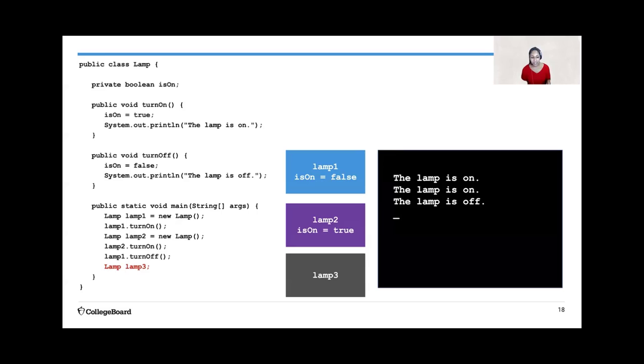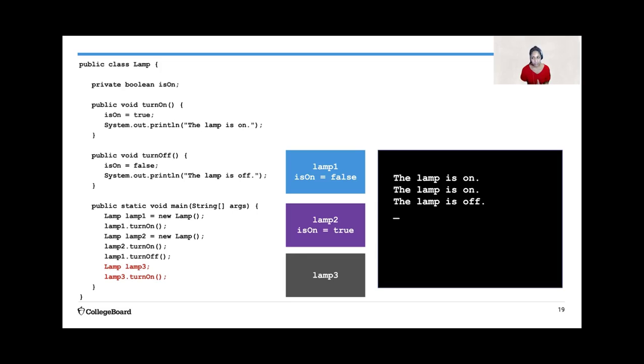So if I then add lamp3, but I don't initialize it, I don't have equals new Lamp, all I've done is just created the space in memory for this lamp to exist. However, it doesn't have a state because I have not initialized it, and therefore it doesn't have any behaviors. It doesn't have the ability to turn on or off because it doesn't know what that is. It doesn't know how to do those things. All I've done is just created that space in memory for the lamp to even exist, but I haven't initialized anything.